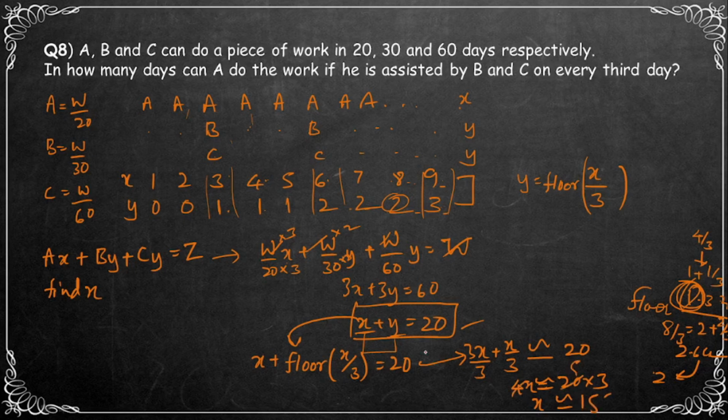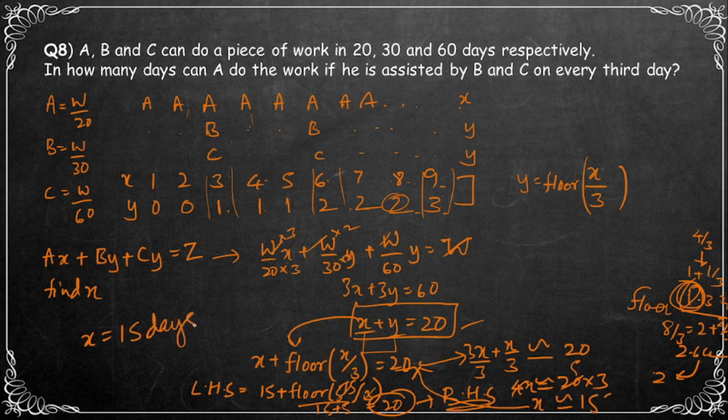Now if we put that in and calculate the LHS, 15 plus floor of 15 divided by 3. 15 divided by 3 is 5, and the floor of 5 is 5. So 15 plus 5 we get 20. So this exactly matches the RHS. So our trial and error has resulted in success. So x is exactly equal to 15. So the answer is 15 days.